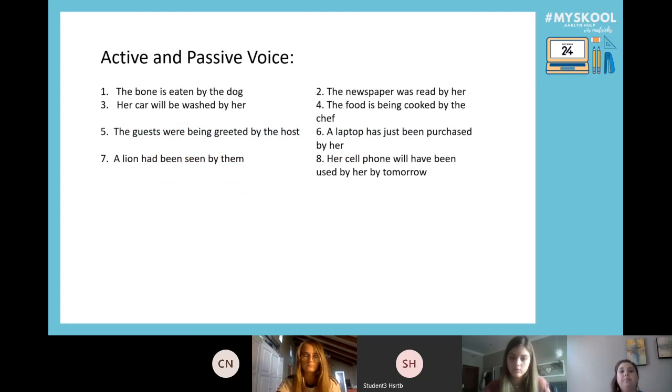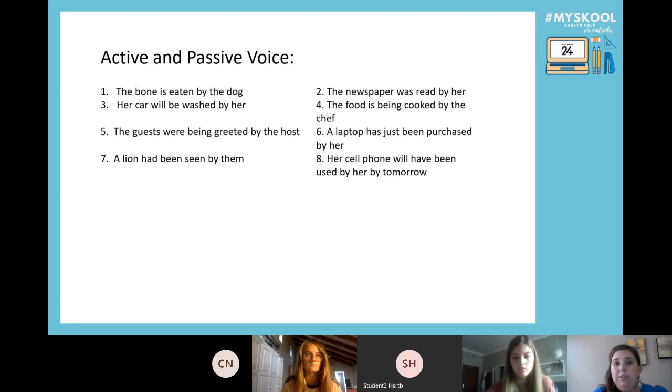So, number one, I'm going to do it with you. The bone is eaten by the dog. The verb is not just eaten. The whole verb is eaten. You have to add the auxiliaries, the helping verbs, so that you will know which tense it's in. So is eaten is in the present simple tense. The dog eats the bone. Okay, easy enough.